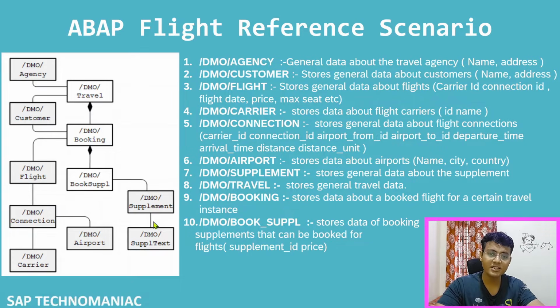Apart from these master data tables, we have the transactional tables. In the transactional table, the travel information will be there for that particular travel. There can be multiple bookings, and for those bookings there can be multiple supplements. So these are the three transactional tables, which will be linked to your master data tables.